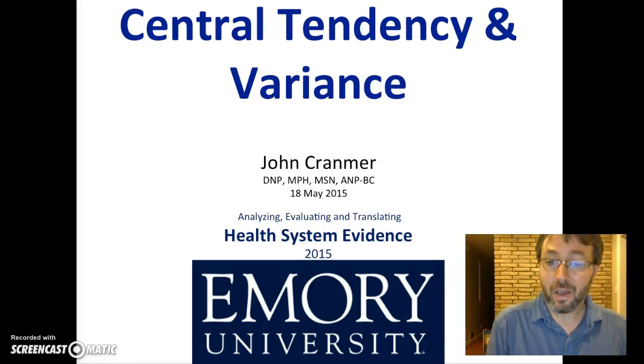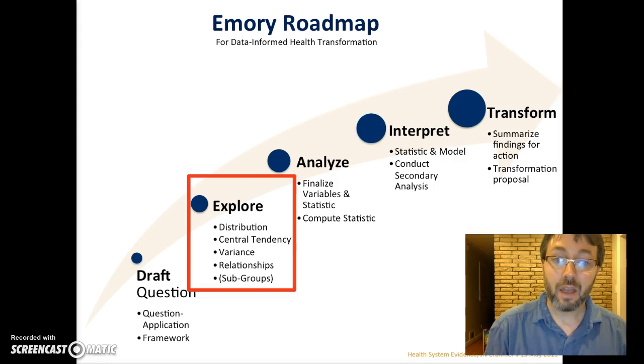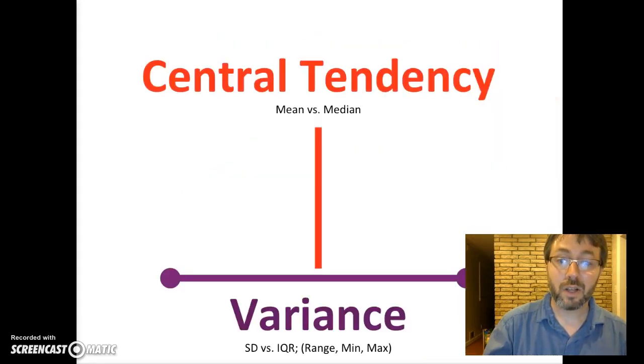I'm excited to have an opportunity to talk about one of our first integrated concept lectures in the course, where we look at how central tendency and variance are related to each other. And of course, in our Emory Roadmap for Data-Informed Health Transformation, this falls under our exploration of variables category. We're looking at the central tendency and the variance for our variables. We're going to look at how the two measures are related to each other.